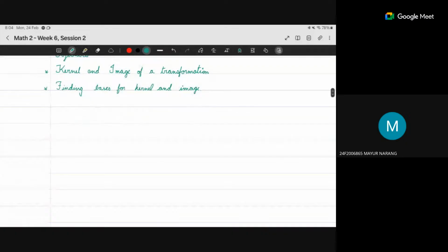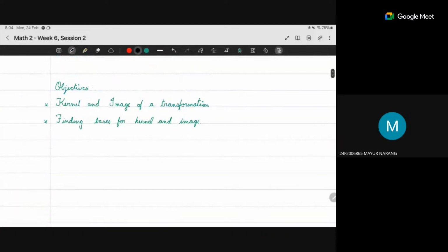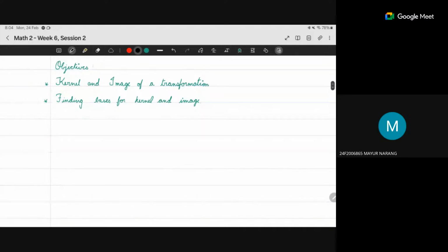Last time we did see matrix of a linear transformation. So I'll just quickly recap what we were doing.